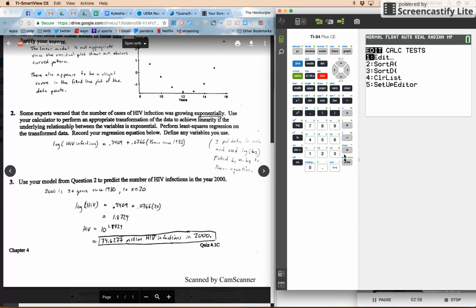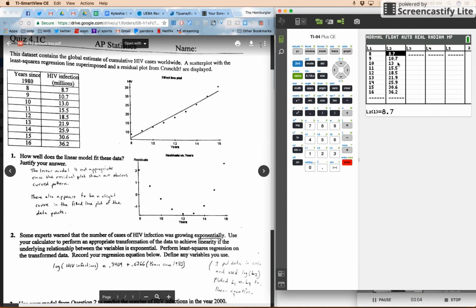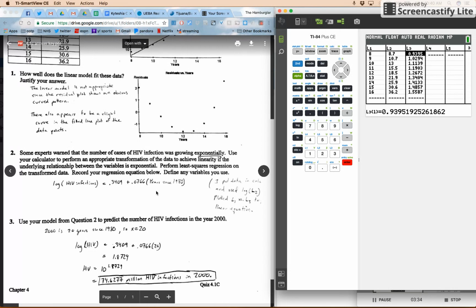So you go to Stat, Edit, and you can see that I've already put in the data from this table in my calculator. And what I'm saying down here is I put the data in the calculator and I used the log of L2. So what I'm going to do is go over to list 3. And up here I'm going to plot the log of list 2. So now I've taken the log of all the y values, which are the HIV infection rate in millions of people. And I'm going to plot list 1 against list 3 to figure out my linear equation.